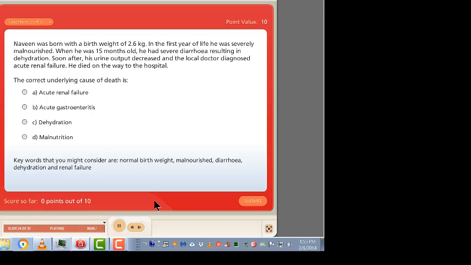The correct underlying cause of death is A. Acute renal failure, B. Acute gastroenteritis, C. Dehydration, D. Malnutrition. Keywords that you might consider are normal birth weight, malnourished, diarrhea, dehydration, and renal failure.